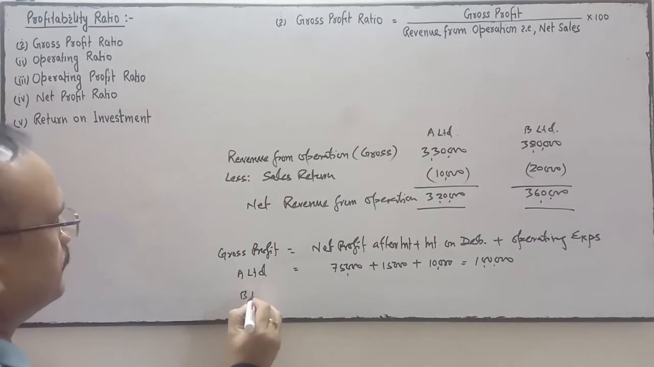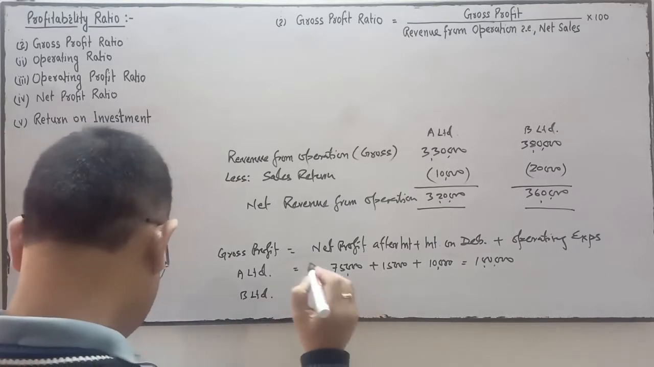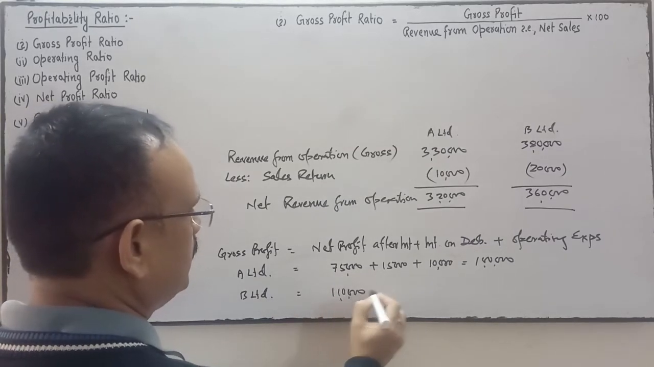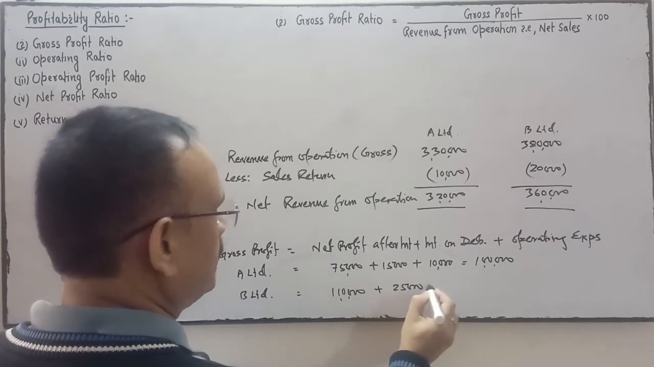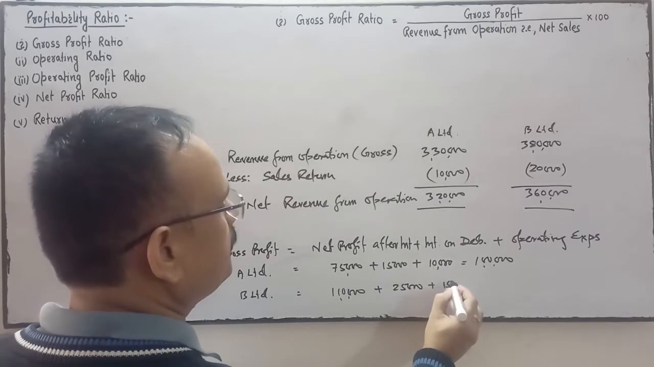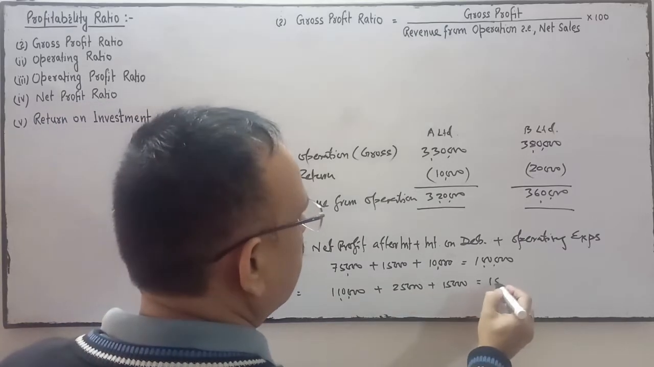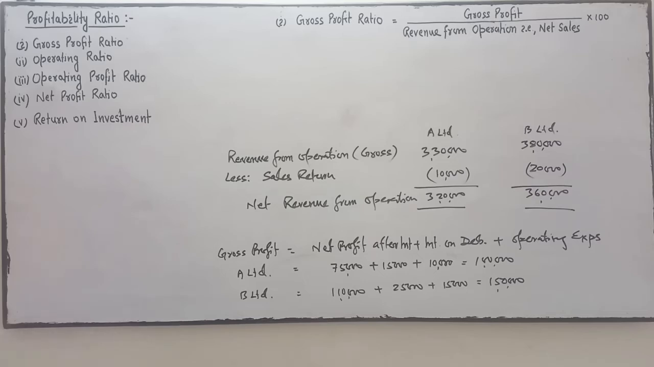Company B Limited gross profit: net profit after interest is 1,10,000 plus interest on debenture 25,000 plus operating expenses 15,000. So it is 40,000 plus 1,10,000, it is 1,50,000. Now we will find out the gross profit ratio of both the companies.